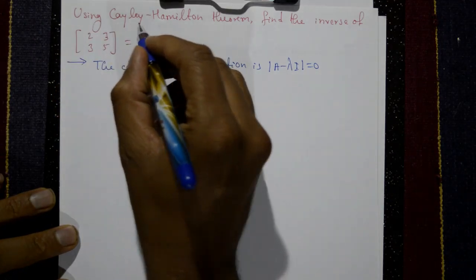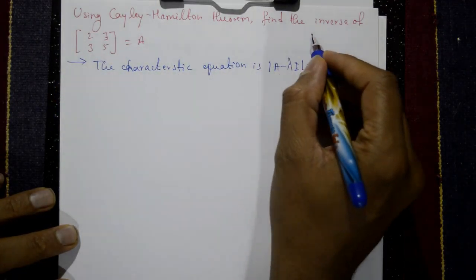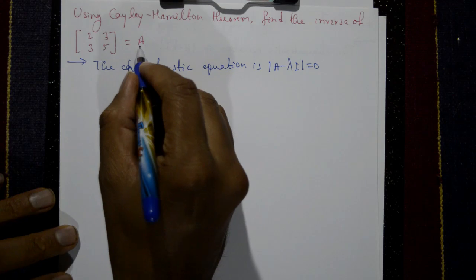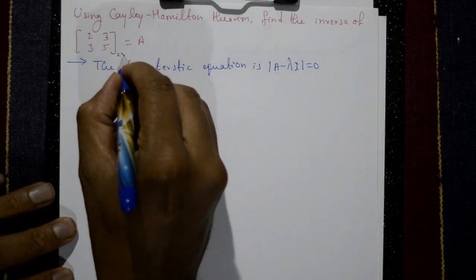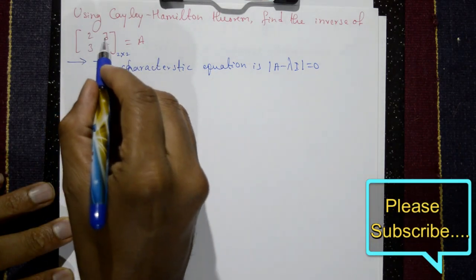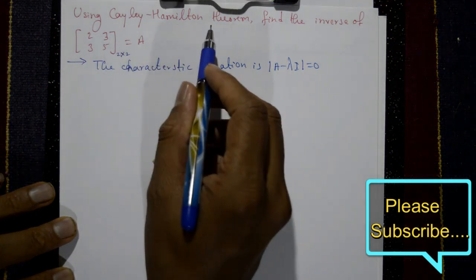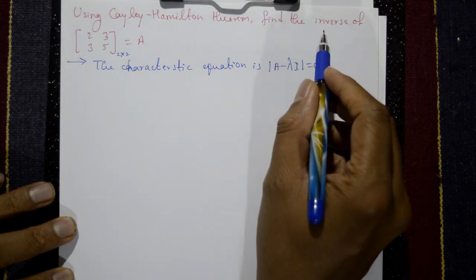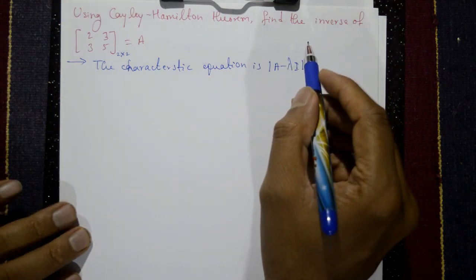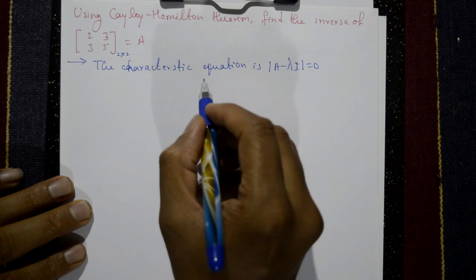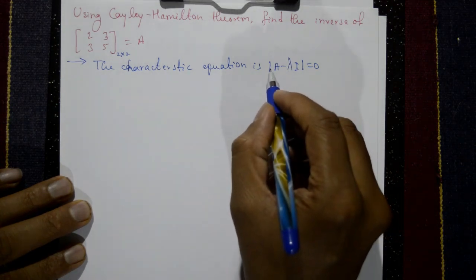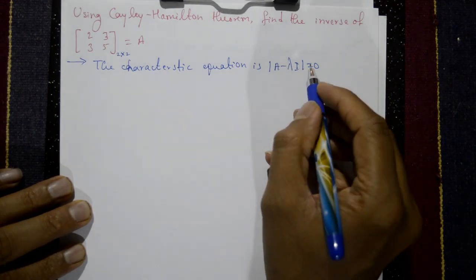Using Cayley-Hamilton theorem, find the inverse of matrix A. Matrix A is given, 2 cross 2: 2, 3, 3, 5. So, using Cayley-Hamilton theorem, find the inverse of the matrix.